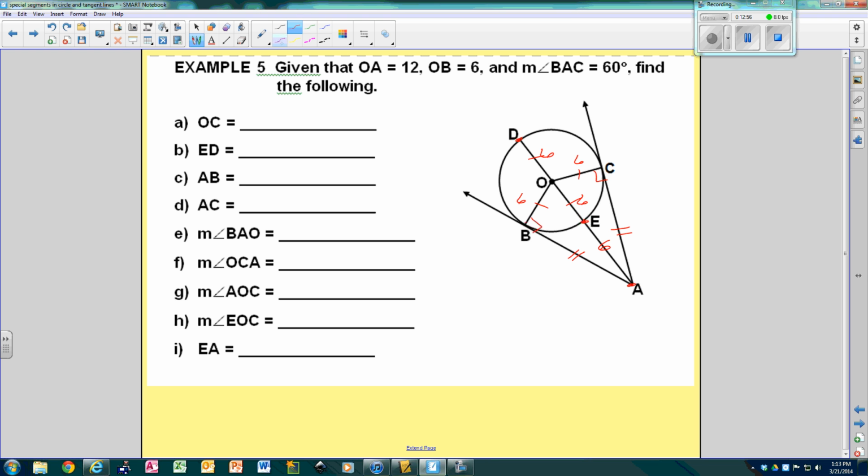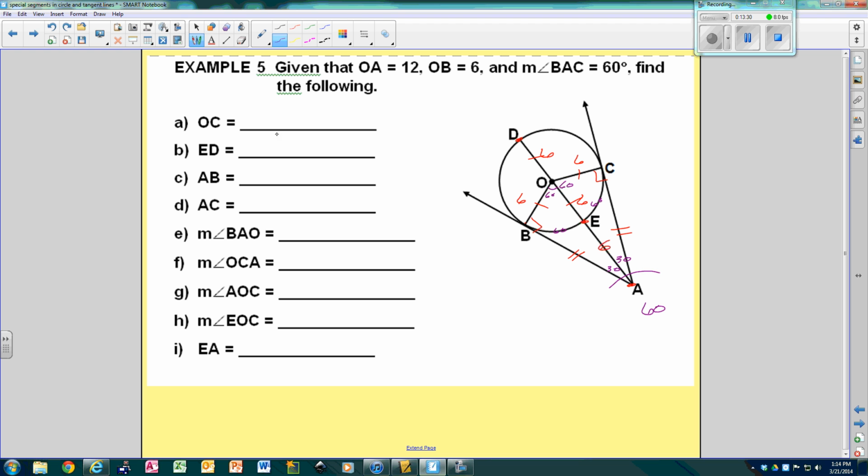The measure of angle BAC, this whole angle, is 60. If this side is equal to this side and this side is equal to this side, then this is a bisector. So this becomes 30 and 30, which makes this angle up here 60. Now we're going to find the following. Remember, this is a central angle, so this arc is also 60. This arc is also 60.